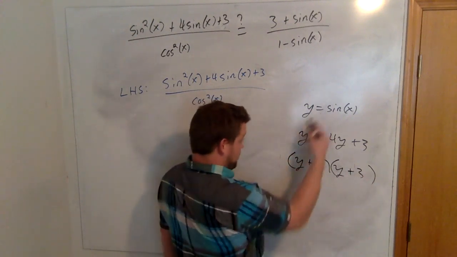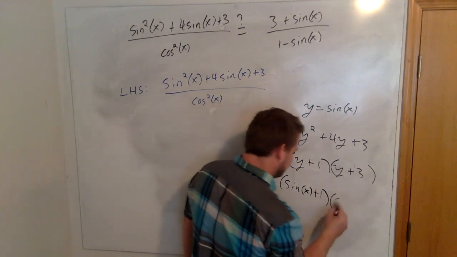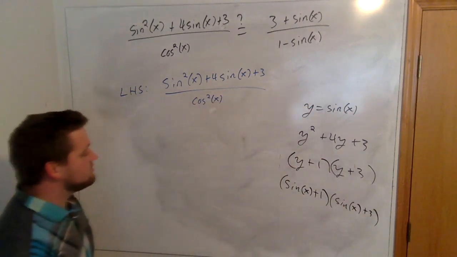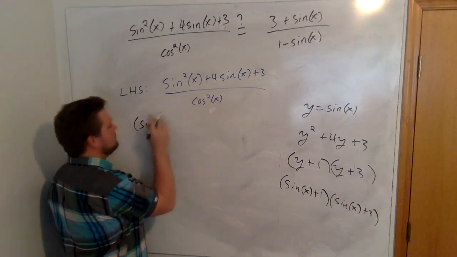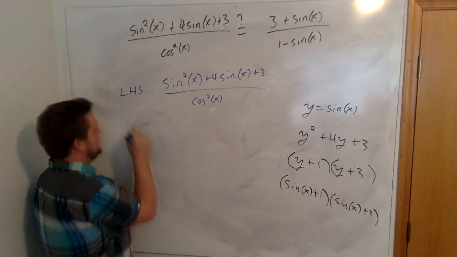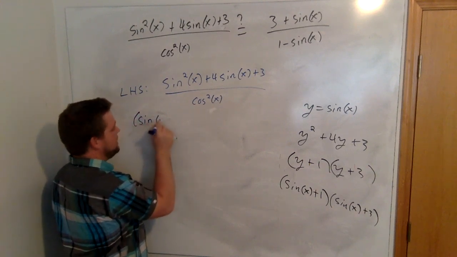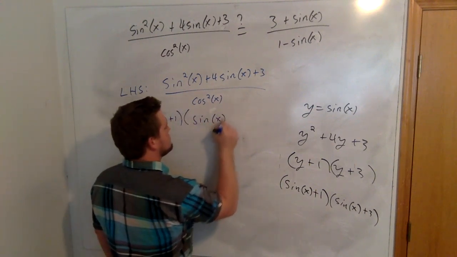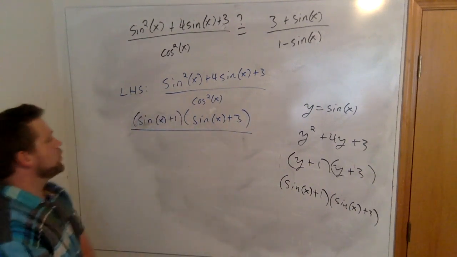If I bring my y back, this is the same thing as sine of x plus 1 times sine of x plus 3. So this numerator factors very nicely. The numerator factors to a sine of x plus 1 times a sine of x plus 3. So that's just the numerator.